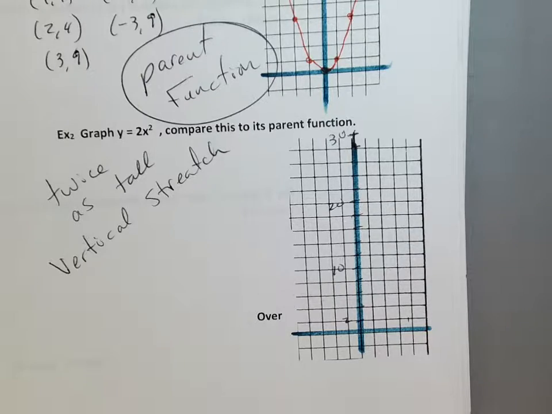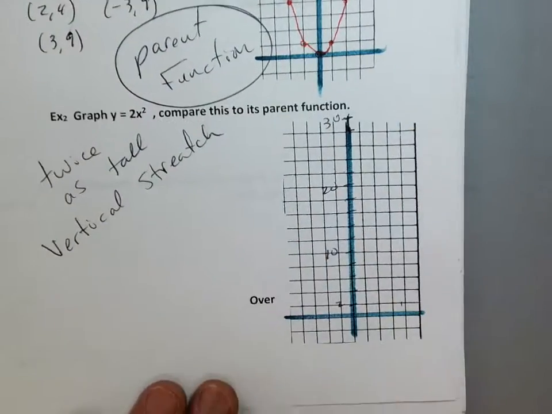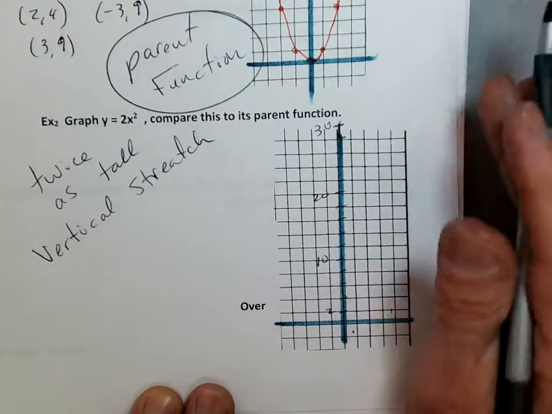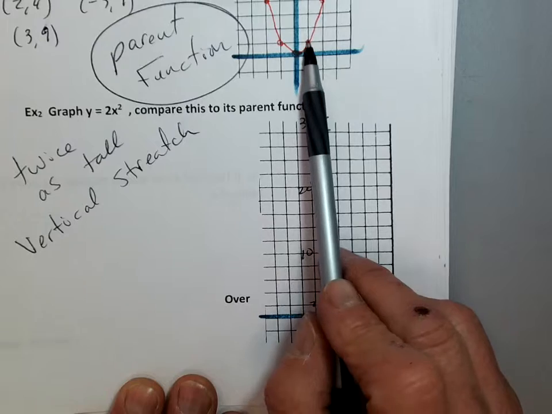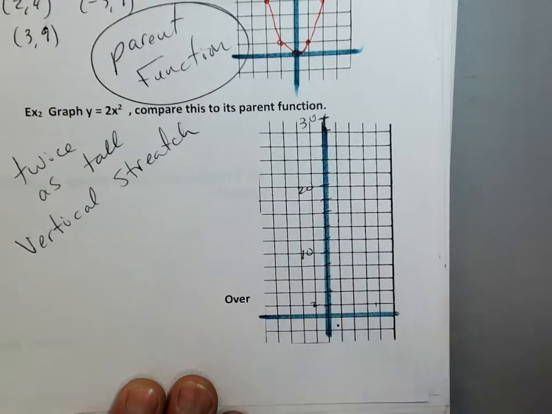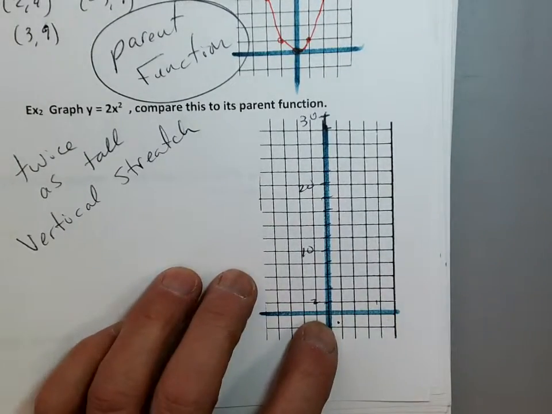Does that make sense? So I'm going to take my parent function. I'm going to make it twice as tall. Ready? Here's what I'm going to do. I'm going to take its heights and double the heights. Okay, so let me put down the original.